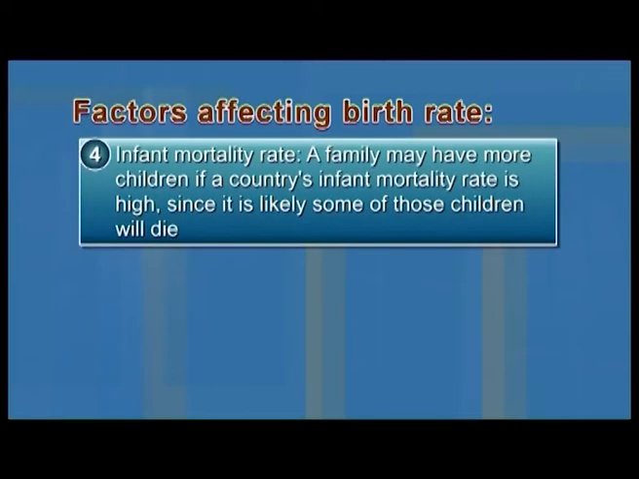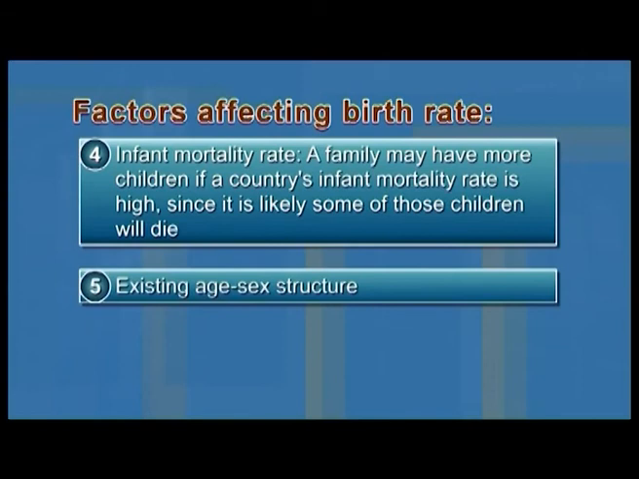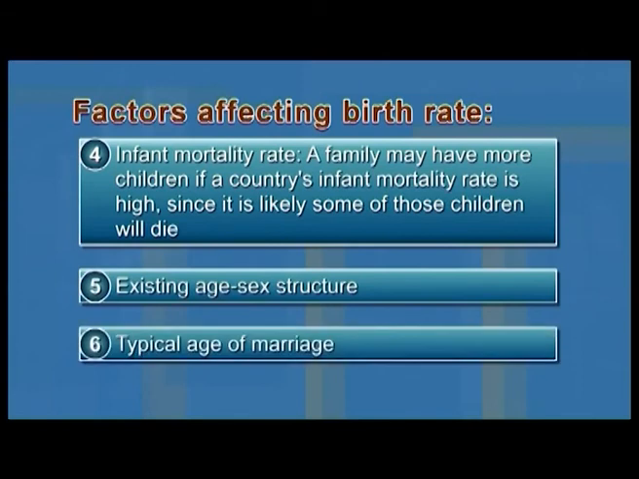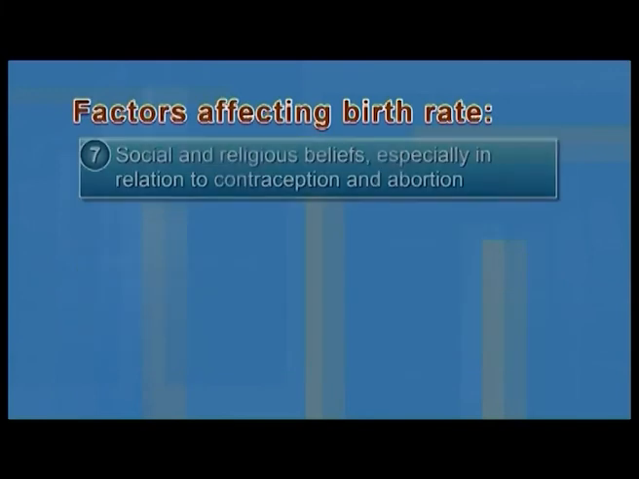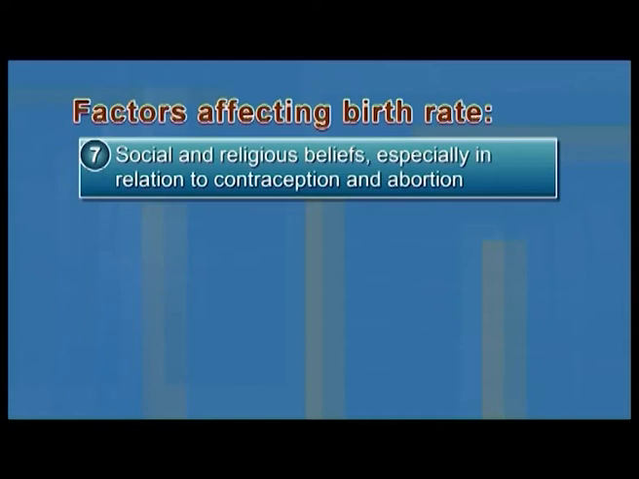Infant mortality rate. A family may have more children if a country's infant mortality rate is high, since it is likely some of those children will die. Existing age-sex structure. Typical age of marriage. Social and religious beliefs, especially in relation to contraception and abortion.